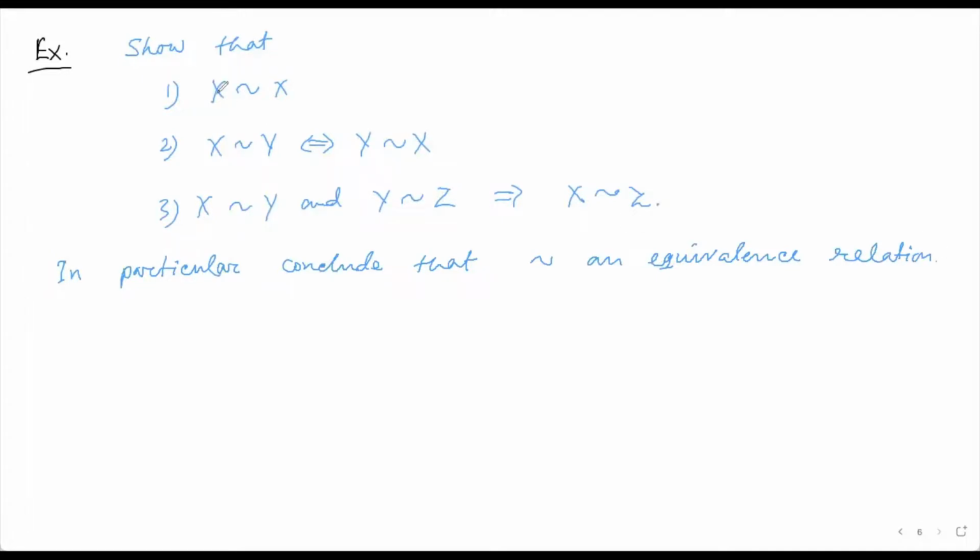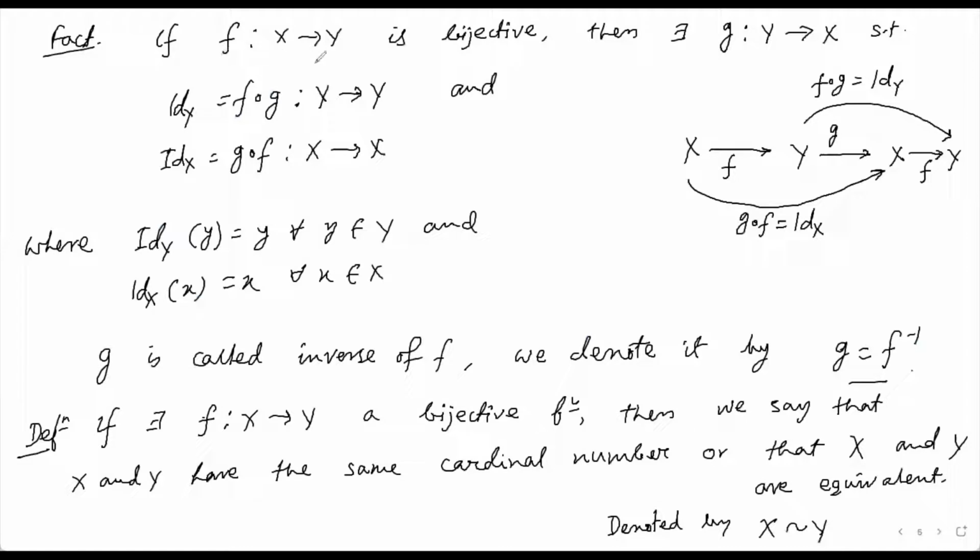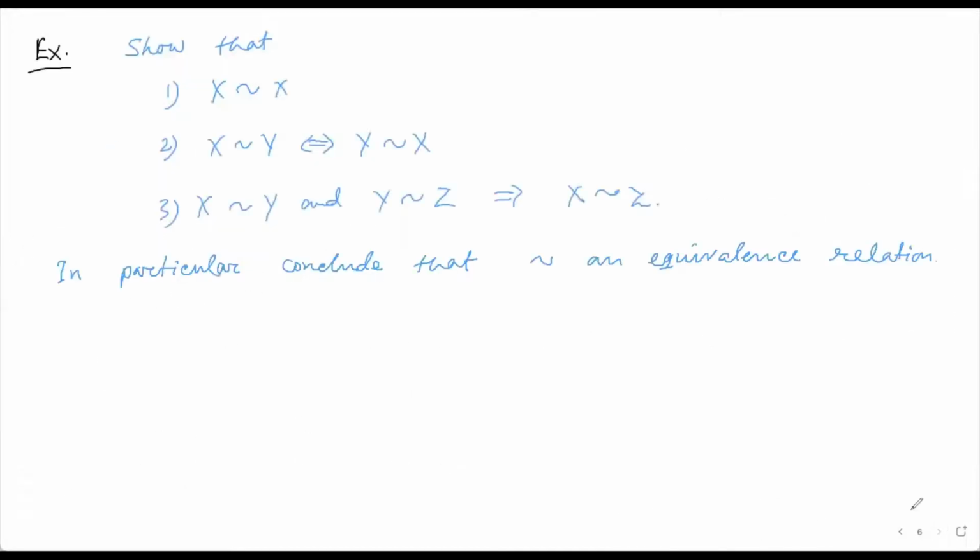So for the first one, the identity function will work. For the second one, if x is related to y, then there exists a bijection f from x to y, and from this fact, if there exists a bijective function, then there exists a function g from y to x satisfying these two conditions. Then g is also a bijective function. Therefore y is related to x, and the converse is the same; you just have to interchange the roles of x and y.